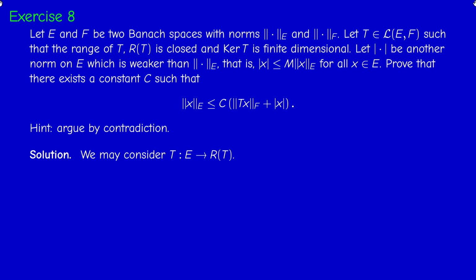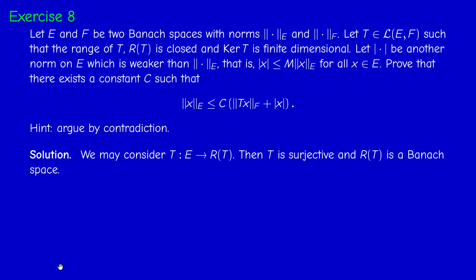So first of all, when we look at T as a map from E to its range, we get a surjective map, so we can use the open mapping theorem. We don't care about the rest of F, we just care about the image. So we can consider T as surjective. This is true for any map: when we restrict the target space to the range, we get a surjective map. And now, since F is Banach, it is complete, and R of T is closed, then R of T is itself a Banach space, as you know. It's complete.